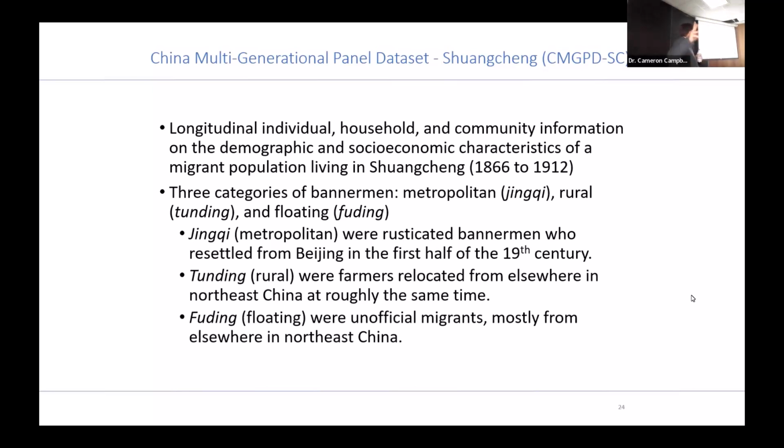And then there was another population, the Fuding, who were people that had drifted in on their own and started working land, and then were added to the system.